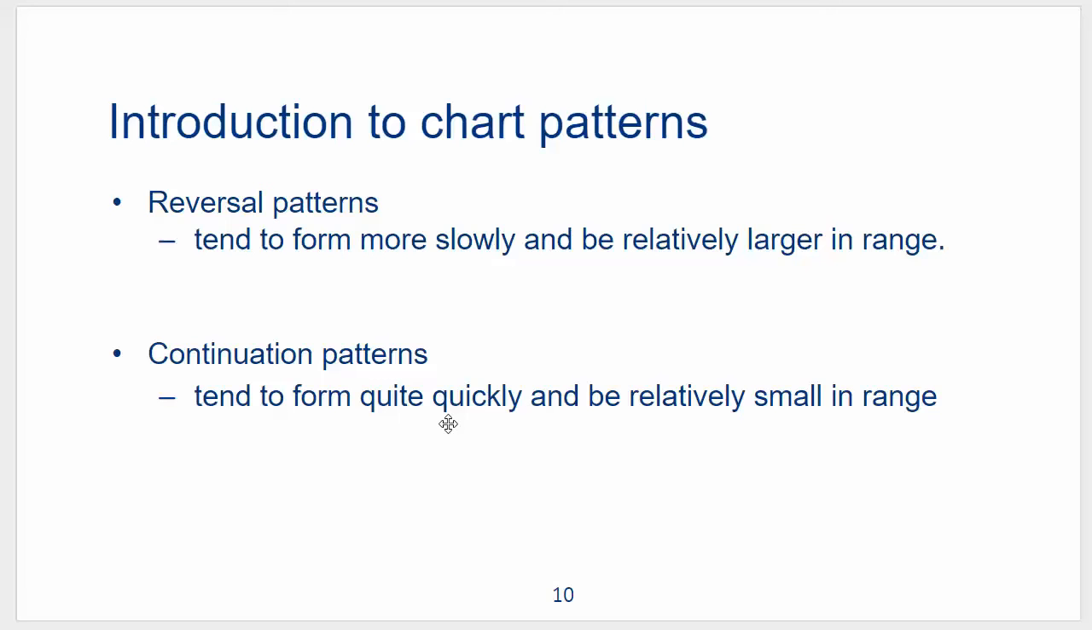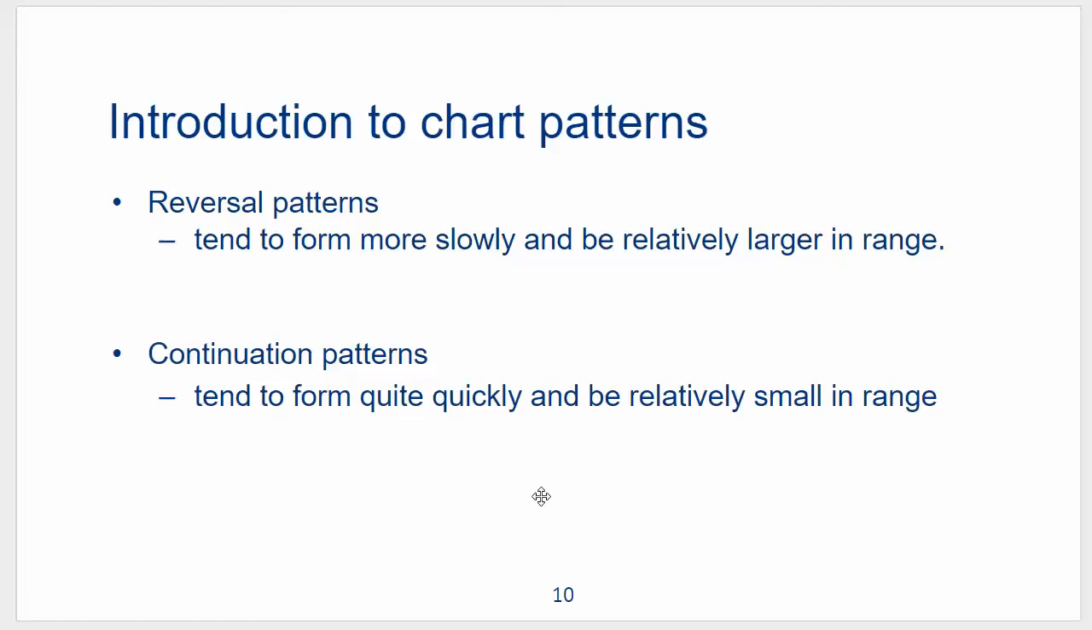Now, there are some general characteristics that we may see within these reversal patterns, but not always, and it's important to remember that we don't always see these characteristics. But the reversals tend to form a little bit slower and they tend to be a bit larger. They form over a longer period of time, and they can be larger in terms of magnitude or in terms of the period of time as well. Continuation patterns, however, tend to be forming over a quicker period of time and tend to be a little bit smaller in range.